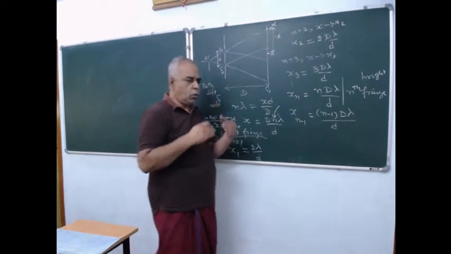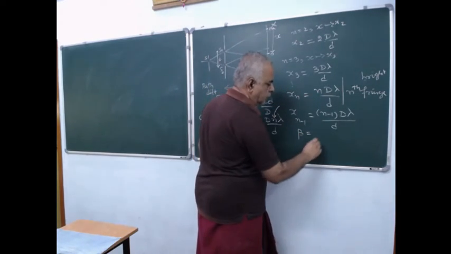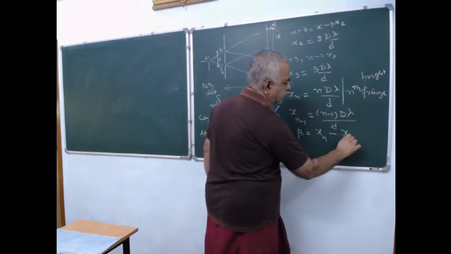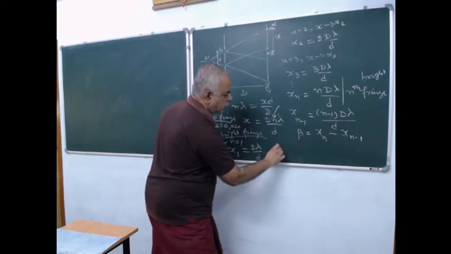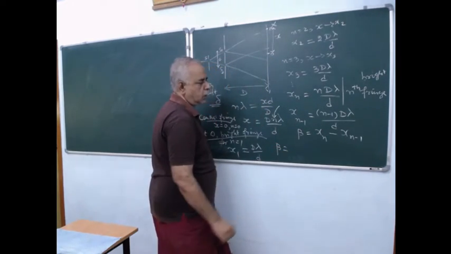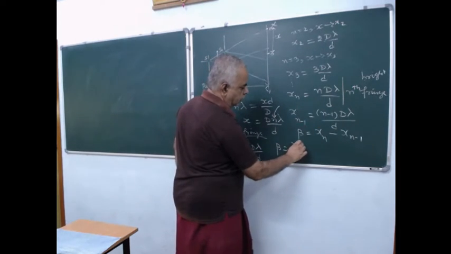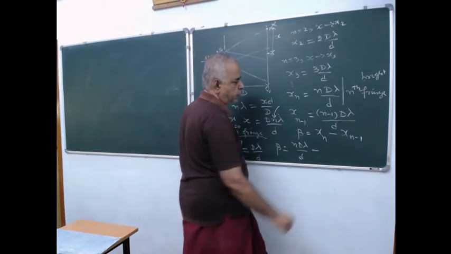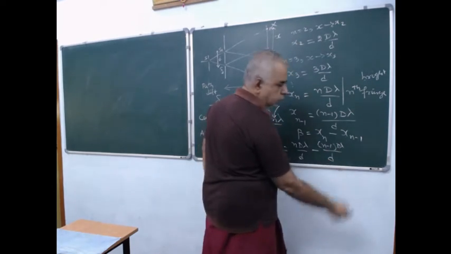Okay. Now what we want to establish is that the bandwidth is nothing but the last band, the nth band, minus x n minus 1. Are you able to understand? Now you can replace. Beta is equal to, what is xn? Xn is n D lambda divided by small d, and here that is n minus 1 into D lambda divided by small d.